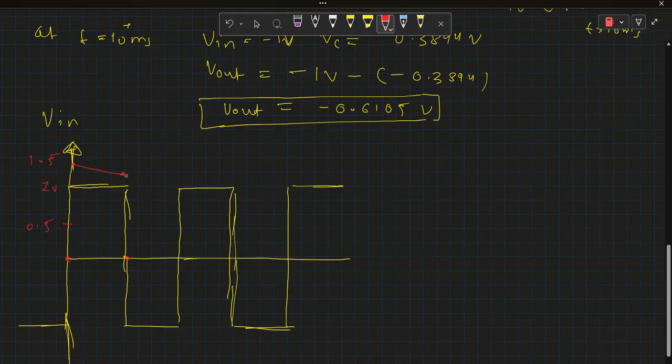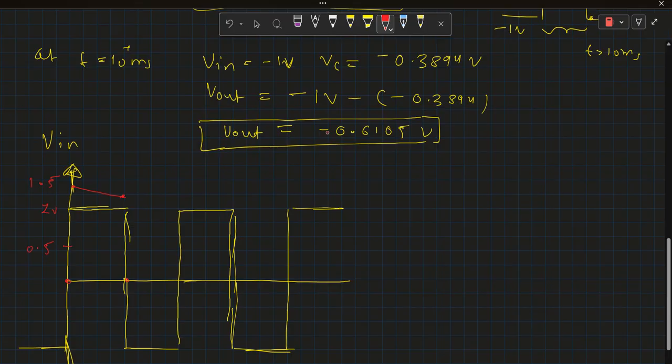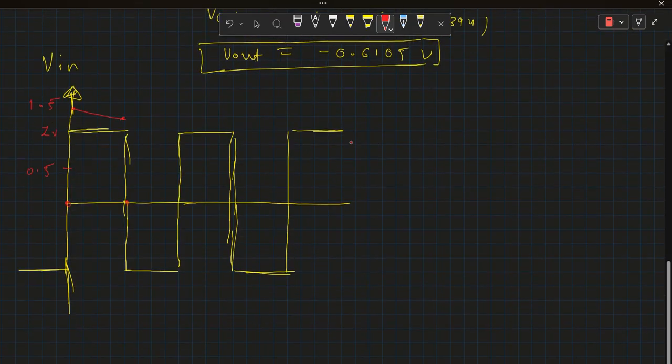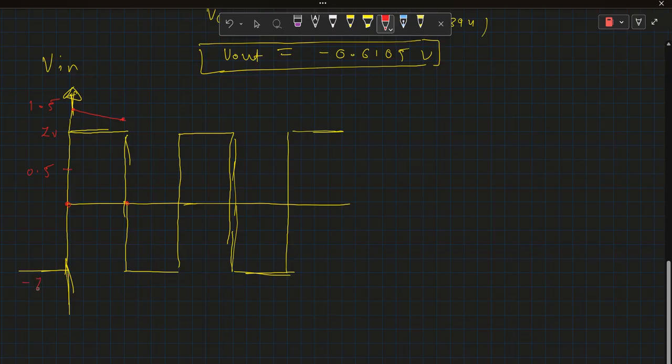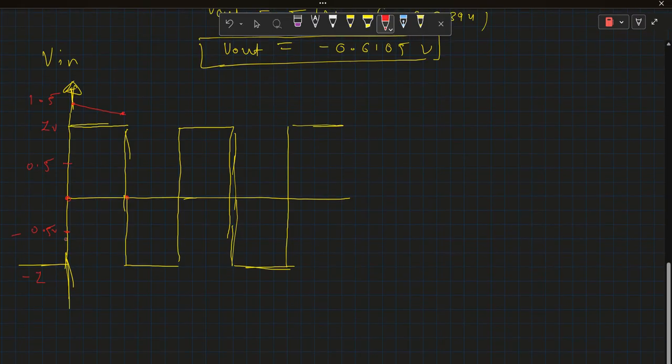Now at t equals 10 millisecond plus, the V out will become minus 0.6105. Okay, it is minus 1 volt, and this is minus 0.5 volt, around here. So minus 0.6105 volt is around here. Okay, so it will follow the curve to here.